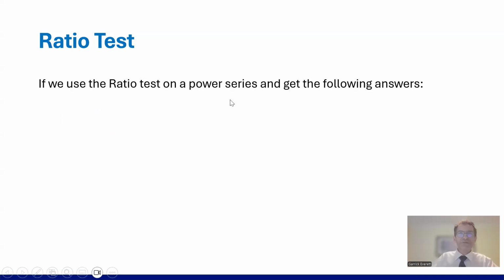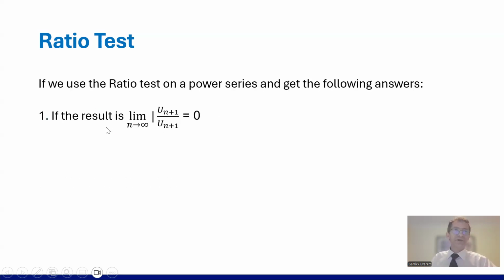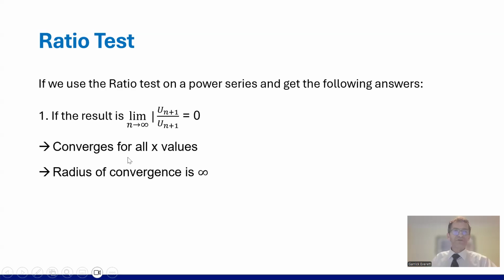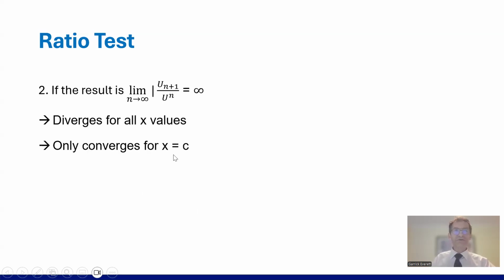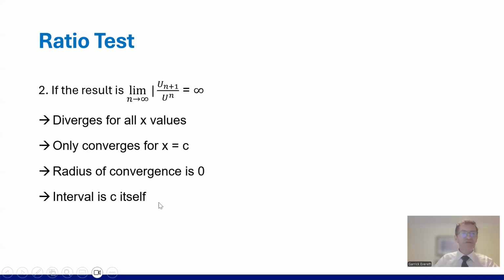So if we use the ratio test on a power series and we get the following answers: if the result is 0, then it converges for all x values. The radius of convergence is infinity, and the interval is from minus infinity to infinity. If the result is infinity, then it diverges for all x values. It only converges for x equal to c, and the radius of convergence is 0. And the interval is c itself.